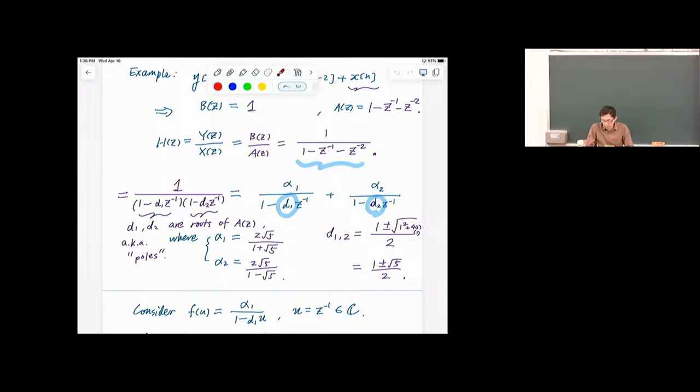In this simple example, because we have a simple polynomial, we know a formula to find the roots. Just by applying the formula, you can easily find that the roots d1 and d2 equal 1 plus or minus square root of 5 divided by 2. For those of you that are familiar, this ratio turns out to be the golden ratio, the 黄金比例, the golden ratio in the Fibonacci series.